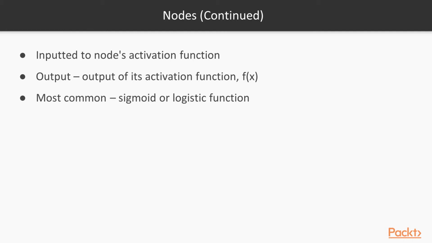This is then inputted to the node's activation function, and the output of the node is the output of its activation function, f(x). There are a number of functions that can be used in artificial neural network nodes, including the radial basis function or a simple linear function, but the most common is the sigmoid or logistic function.